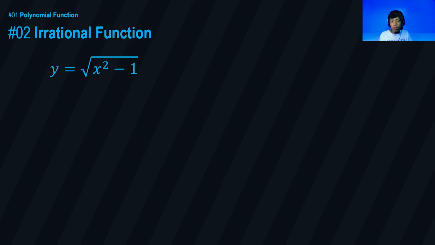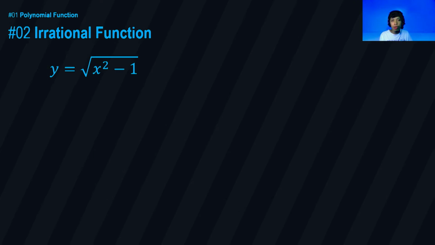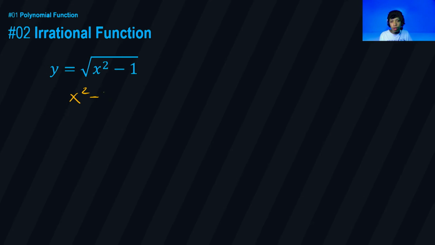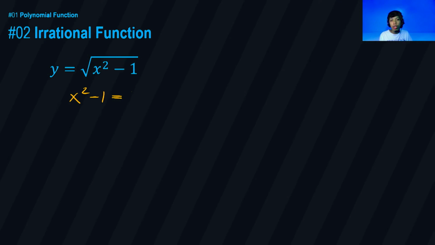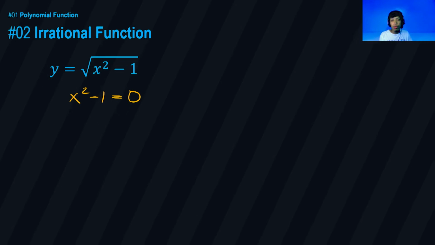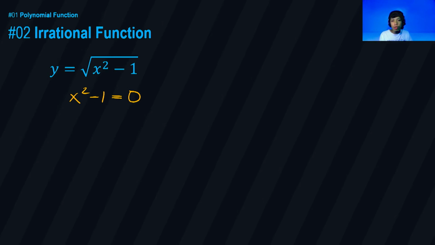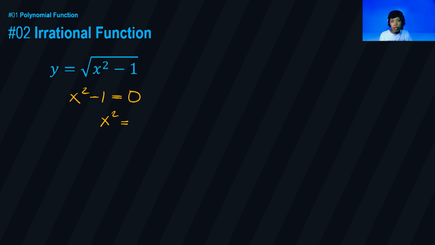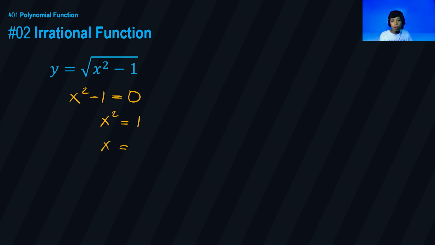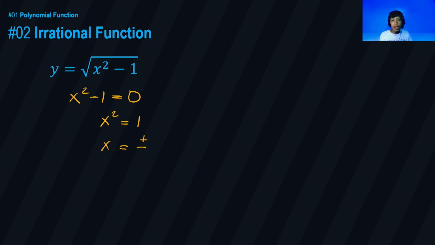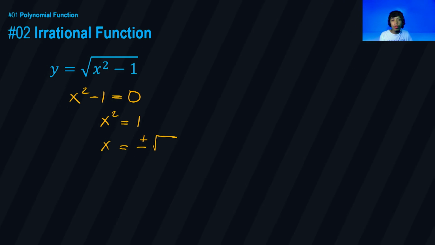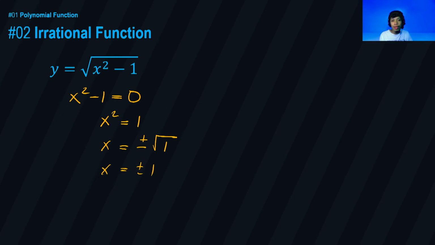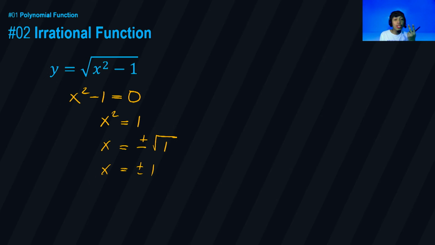So let us try to find the minimum values of x. We have here x squared minus 1. You equate it to 0, then solve for the value of x. So we have x squared equal to 1. So your x therefore is equal to positive negative square root of 1. Your x therefore is equal to positive negative 1. So there are two values of x.